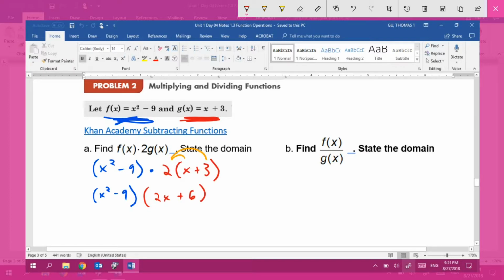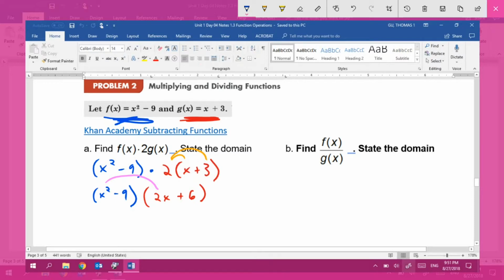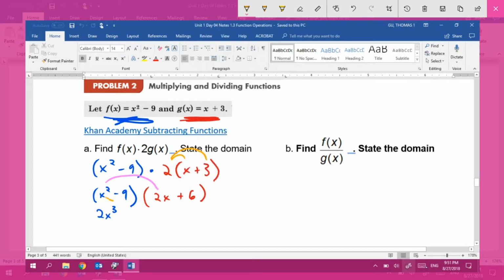Now to multiply these out, we need to FOIL. So it's going to be first, outside, inside, last. First, we're going to go with x squared times 2x. That's the first. x squared times 2x is 2x cubed. All right, now we're going to go outside. So we're going to go x squared times 6. That is going to be 6x squared, so plus 6x squared.